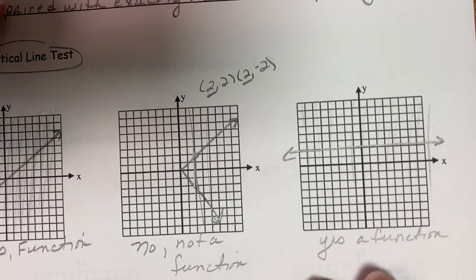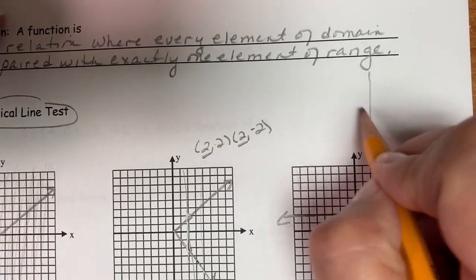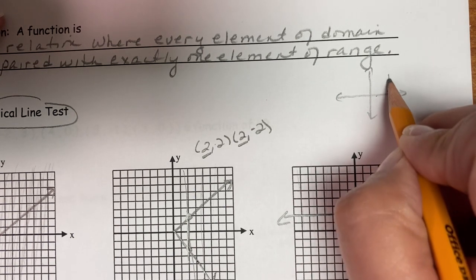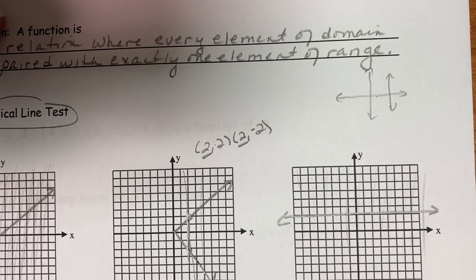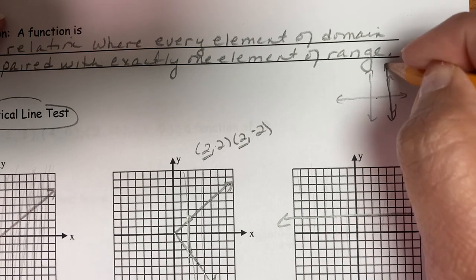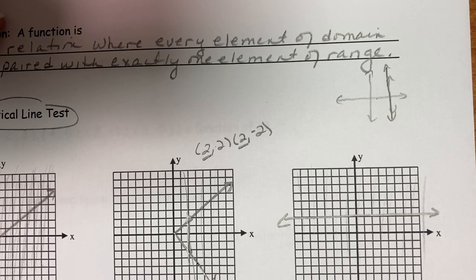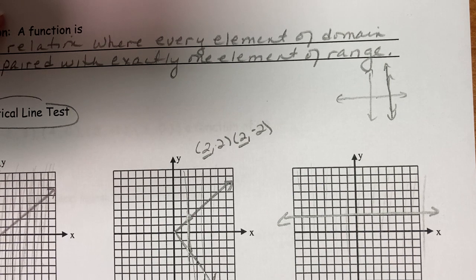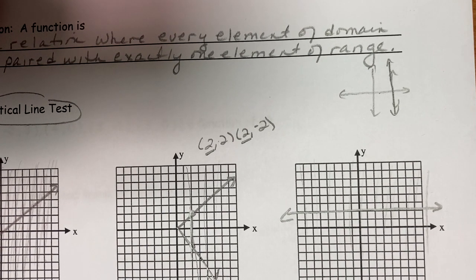If I have a vertical line, don't write this in your notes, but just to show you here. If I have a vertical line, let's say this vertical line, does it pass the vertical line test? No, because if I draw a vertical line right there, it hits it more than once. So a vertical line is not a function, but every other line actually is.